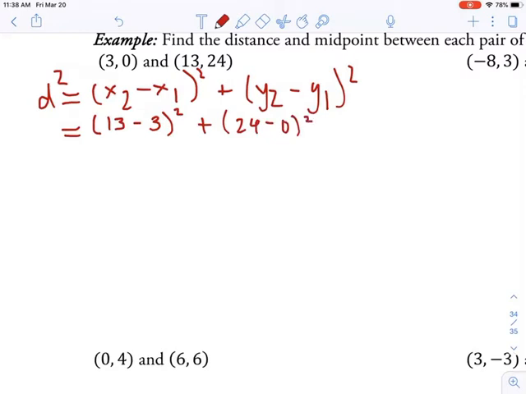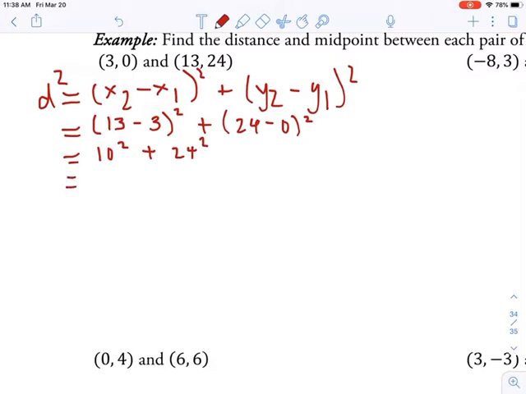Okay, so you can see I'm just plugging in x2, x1, y2, y1, just like when we use the slope formula, and so on. Okay, so that gives us 13 minus 3 is 10 squared, plus 24 minus 0 is 24 squared.